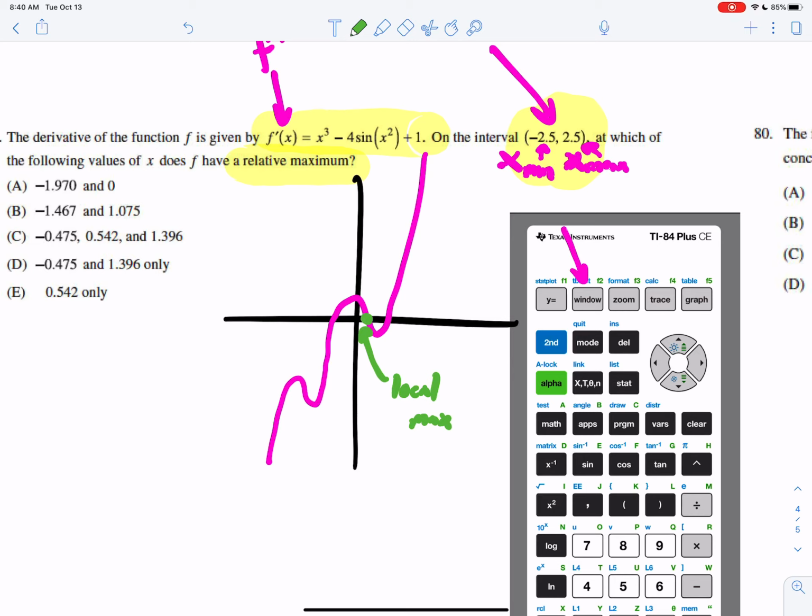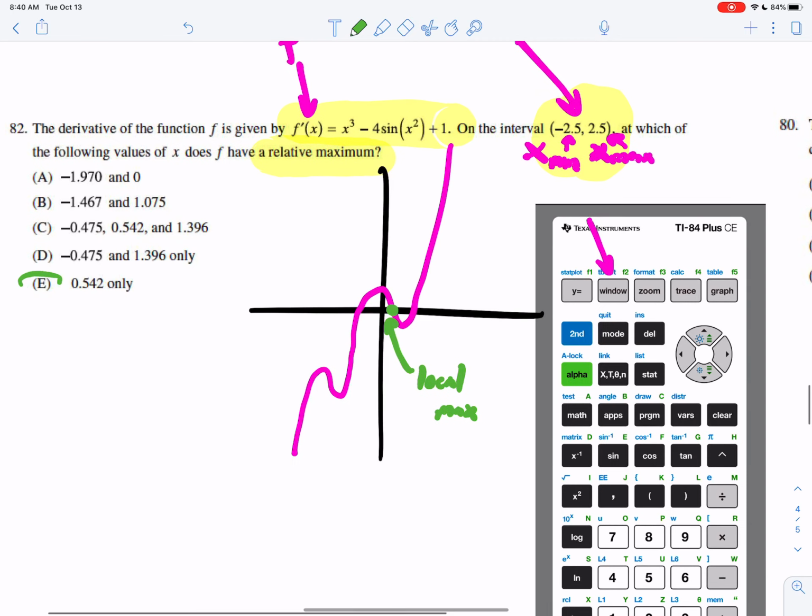So if you notice, in this picture, we only have one relative max. Right? So the only choice we have here is E. Because that's only one of them. Part A, B, and D have two of them. And Part C has 3. So we actually didn't even have to calculate, but for the sake of practicing, go ahead and calculate that 0 there.